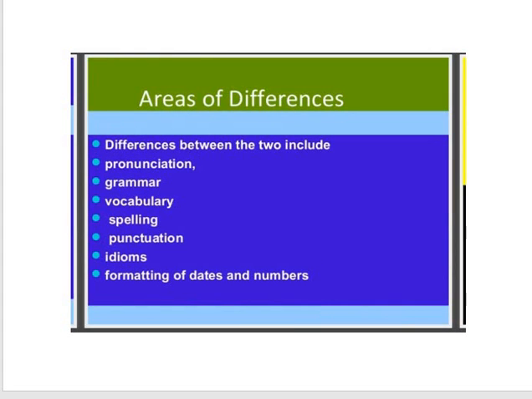What are the areas where the differences lie? The differences between the two include pronunciation, grammar, vocabulary, spelling, punctuation, idioms, and the formatting of dates and numbers.